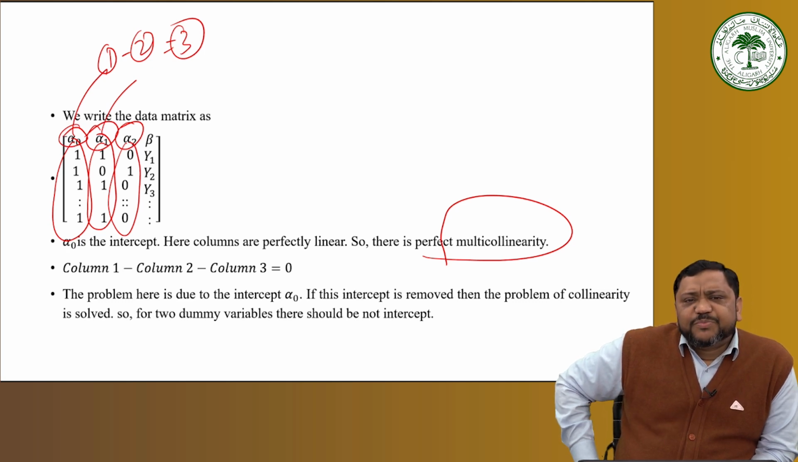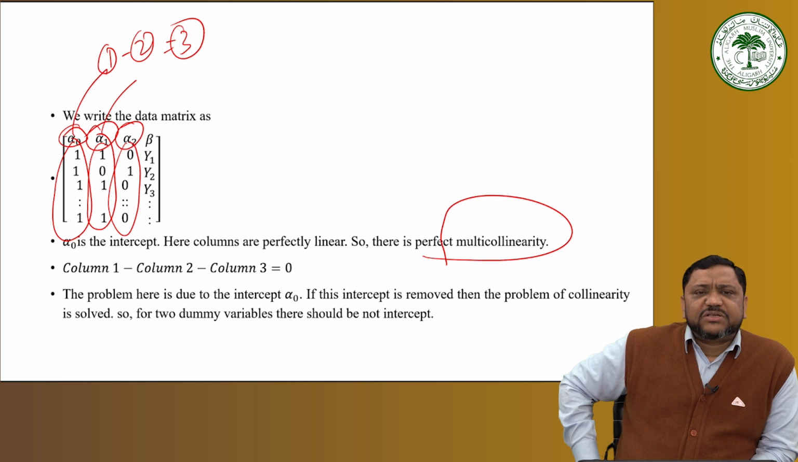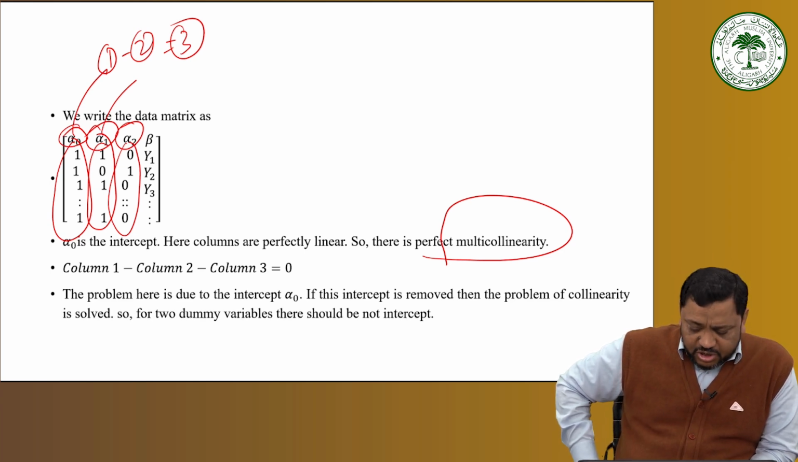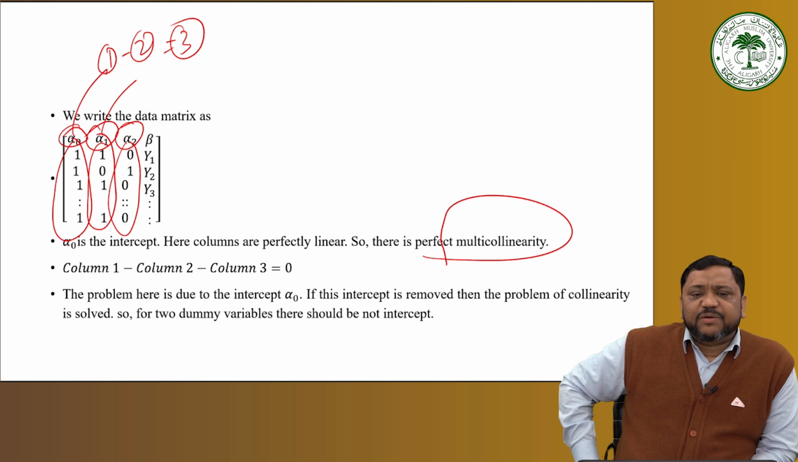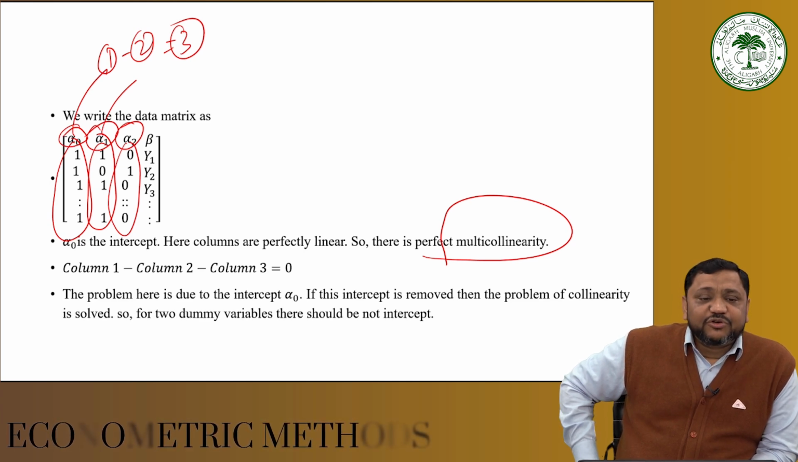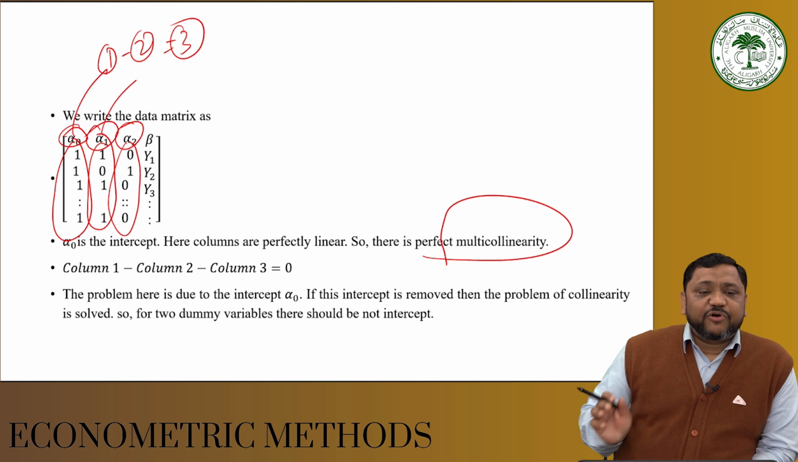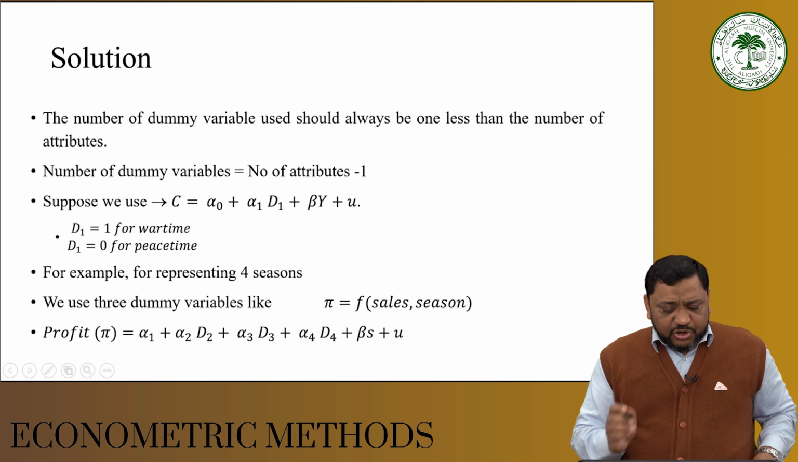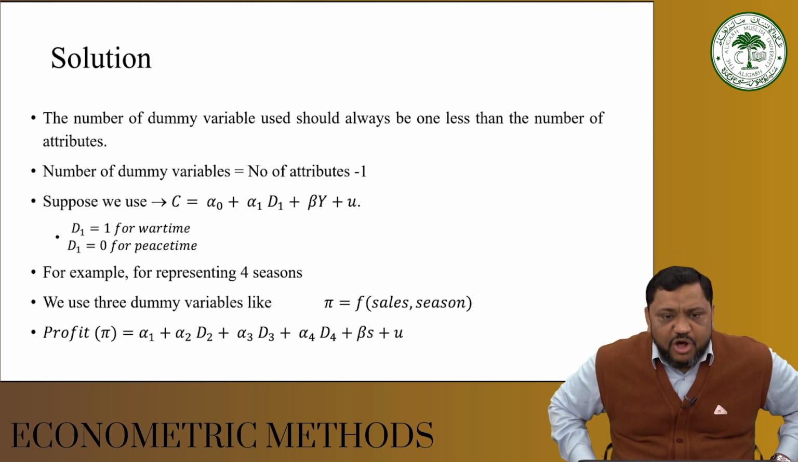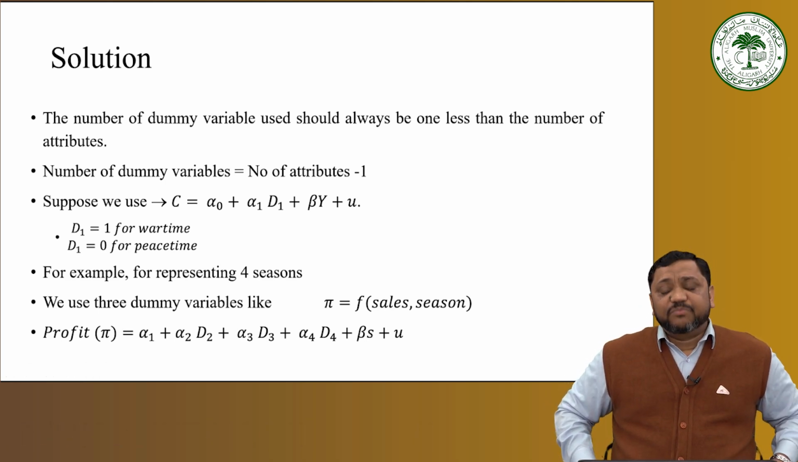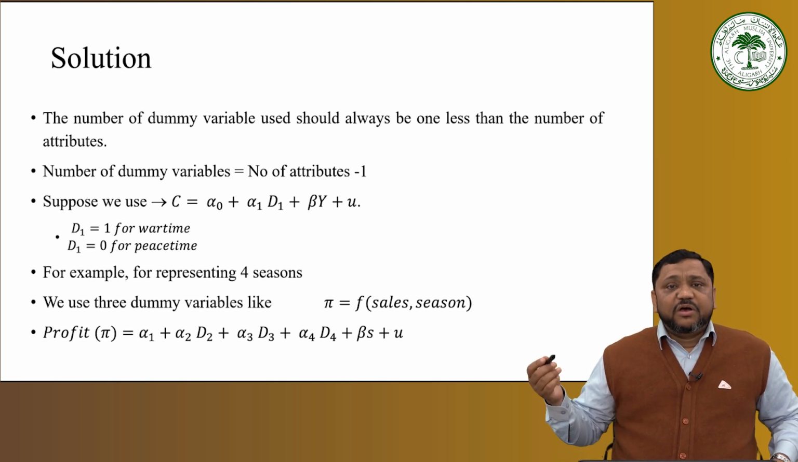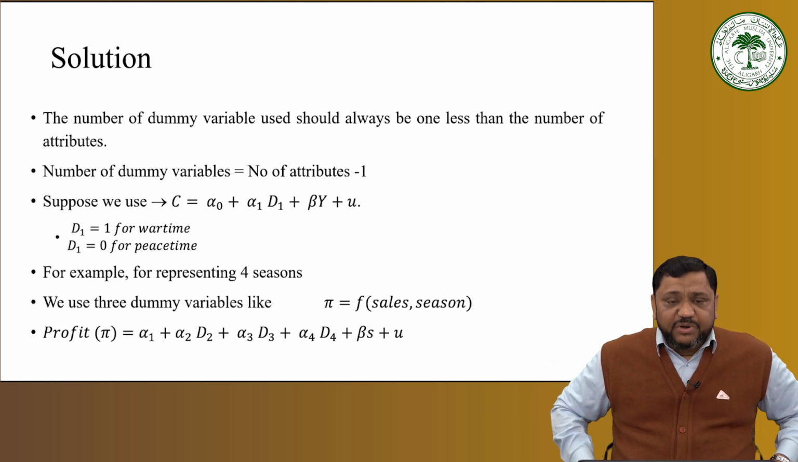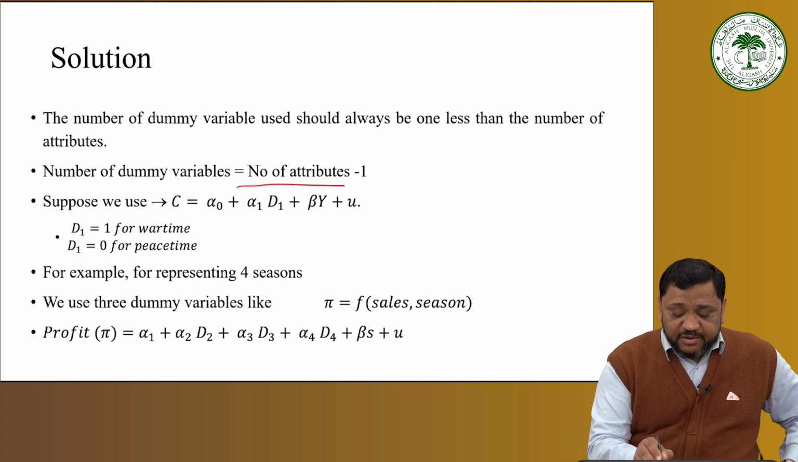Now the problem here is because of the intercept term alpha naught, which is there in the first column. If the intercept is removed, then the problem of multicollinearity is also solved. So for two categories, we should not have two dummy variables, or for two dummy variables there should not be this intercept term. The solution to this problem is that we should always use one less than the number of attributes. If the number of attributes is 4, we should take 3 dummies. So the number of dummy variables should be equal to the number of attributes minus 1.